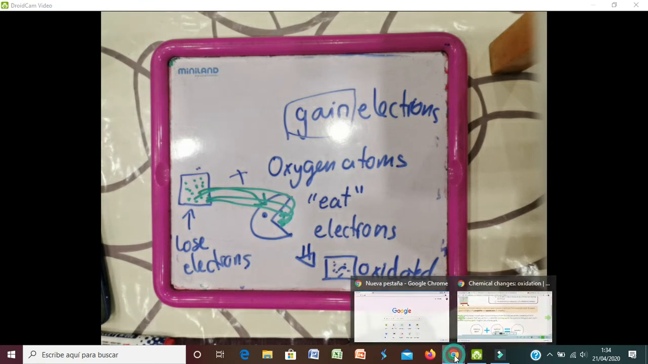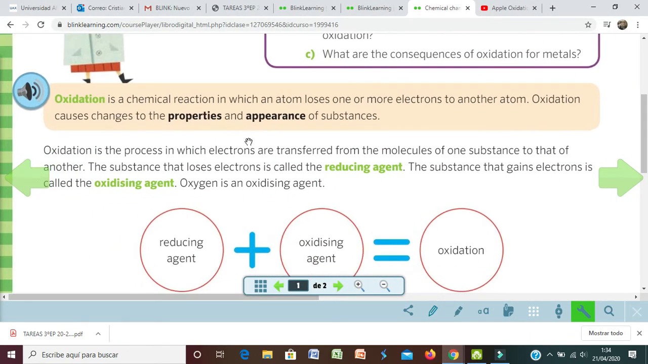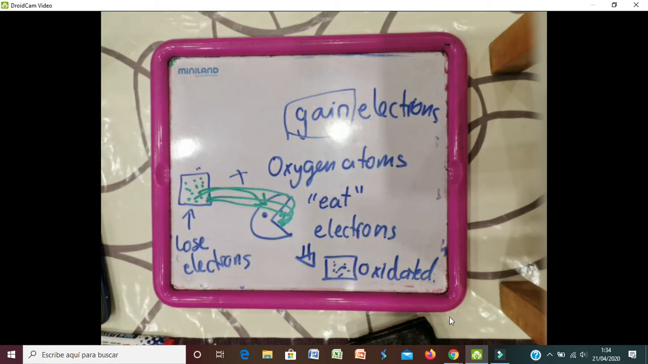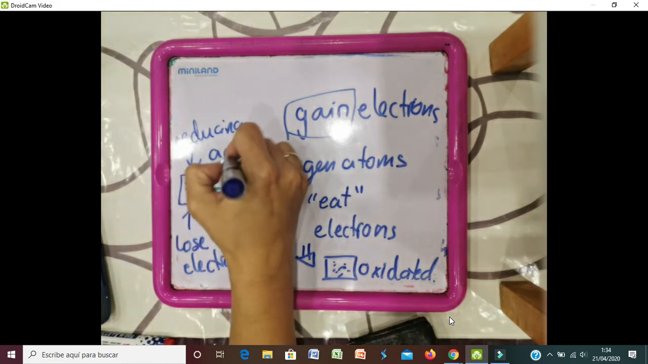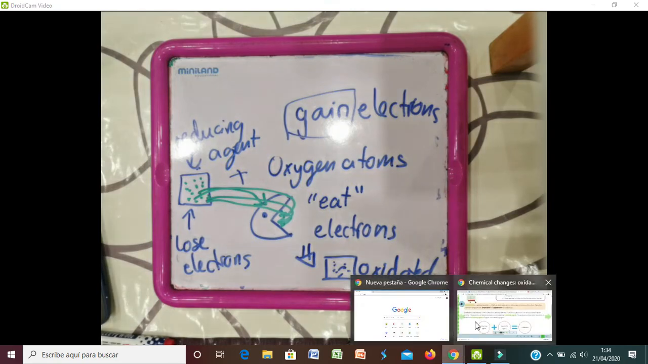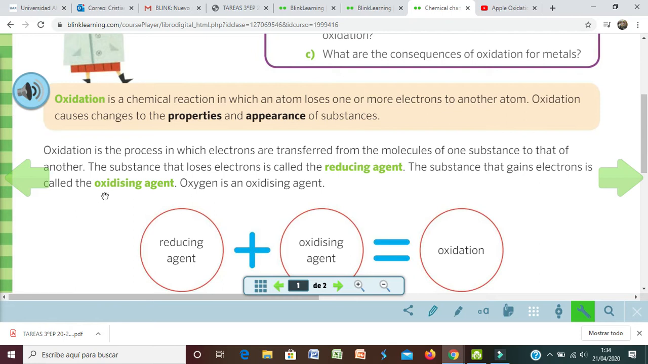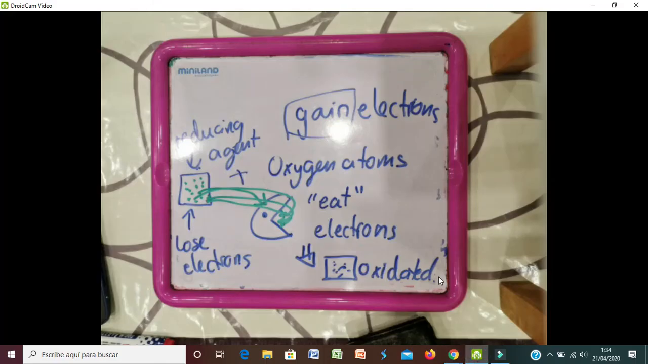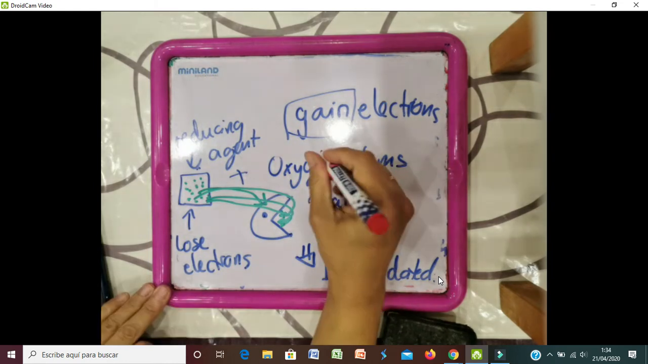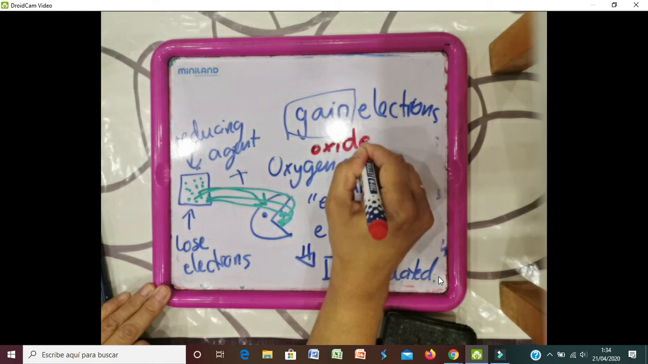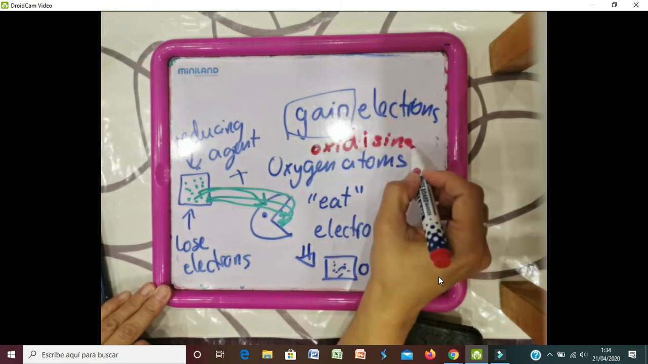Okay, then let's continue reading. It says, oxidation is the process in which electrons are transferred from the molecules of one substance to that of another. The substance that loses electrons is called the reducing agent. So here, the substance will be called the reducing agent, right? And then if we continue reading, the substance that gains electrons is called the oxidizing agent. So the oxygen atoms usually are going to be the oxidizing agent.